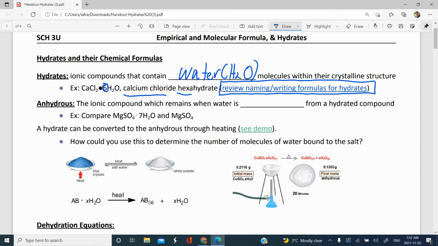The anhydrous version of a compound is the ionic compound that remains when water is removed from a hydrate. When you remove the water from a hydrate by, let's say, heating up the hydrate and then causing the water to evaporate. So this is the hydrated version of magnesium sulfate. This is magnesium sulfate heptahydrate. And then this is just regular magnesium sulfate with no water in it, and that's called anhydrous.